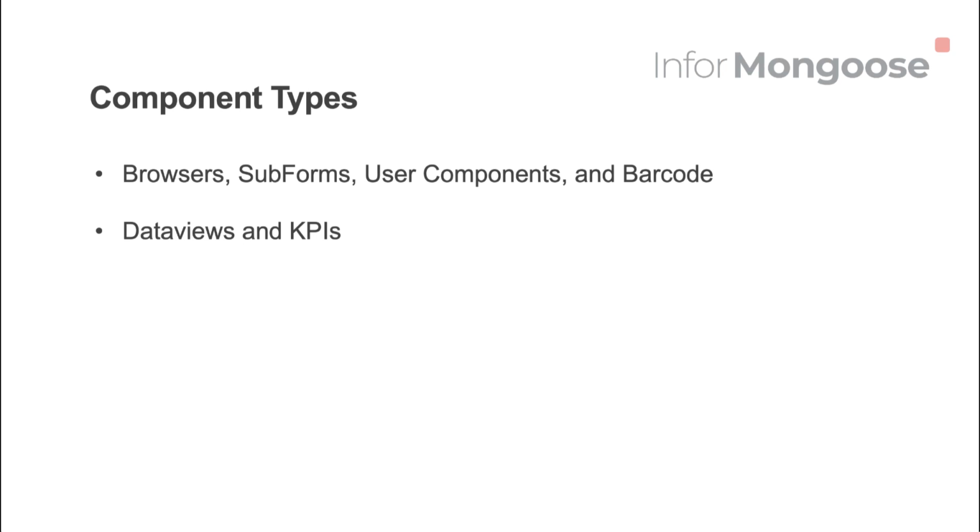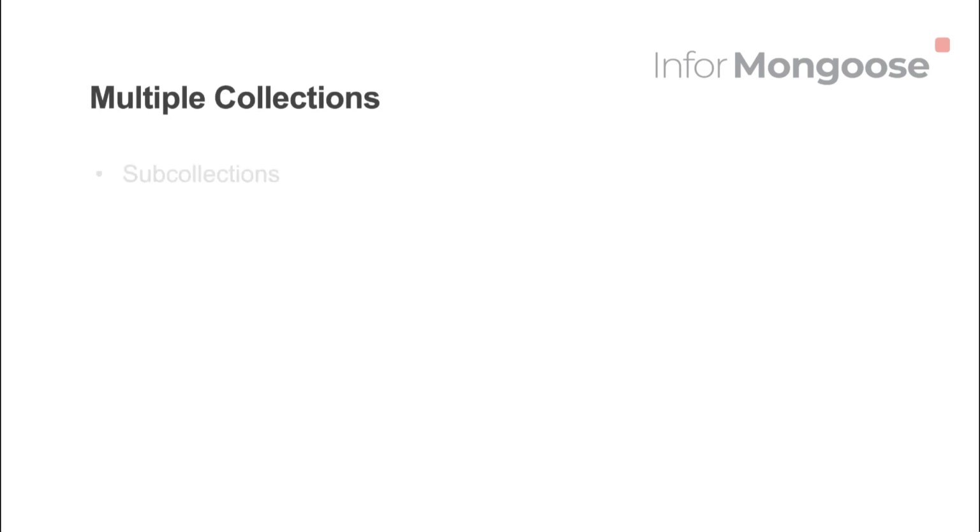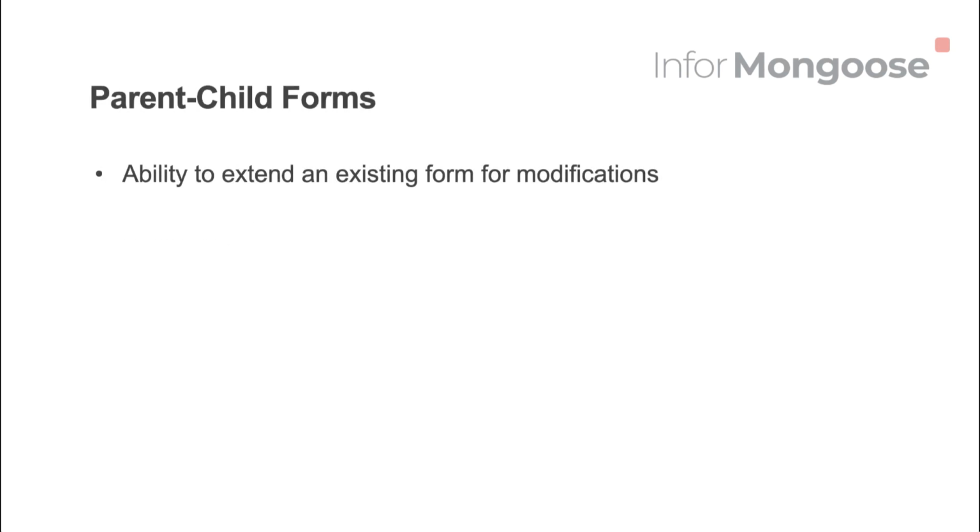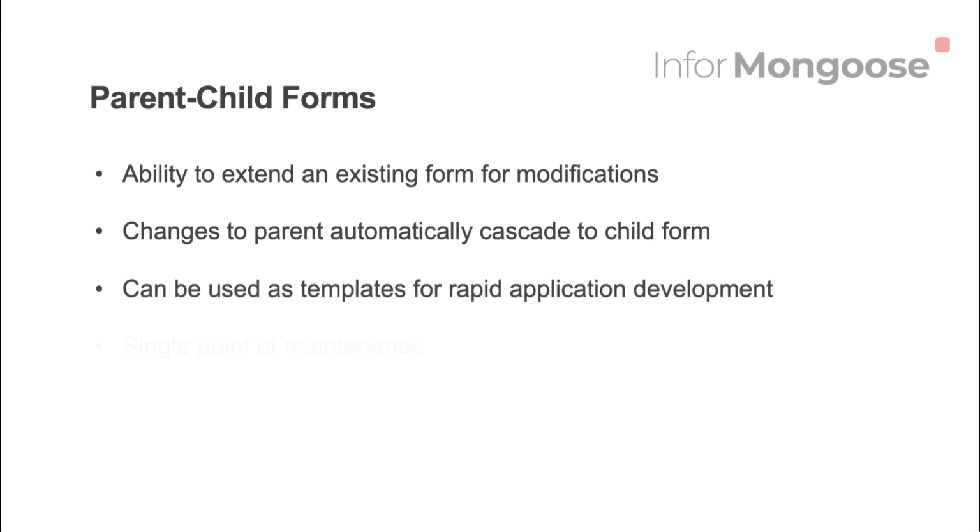You can create key performance indicator graphical displays that can be added to any form. Multiple collections, like parent-child, that we call subcollections. These are useful for order headers and order lines, for example. Parent-child forms, which allow you to extend off a form for modifications without affecting the parent form. Changes to the parent form automatically cascade to the child forms. This is a great tool for creating application-specific templates that can be used across numerous forms with a single point of maintenance.